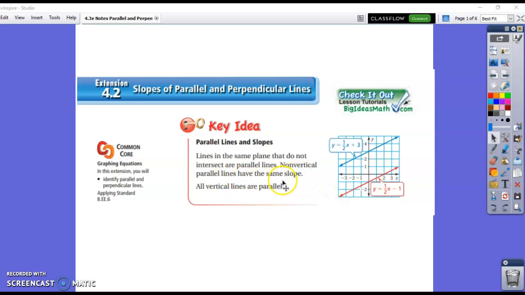Non-vertical parallel lines have the same slope. That's how you know if they're parallel. Okay, non-vertical parallel lines have the same slope. So all vertical lines are parallel. Remember, vertical is straight up and down, and horizontal is straight across. Those are parallel as well.